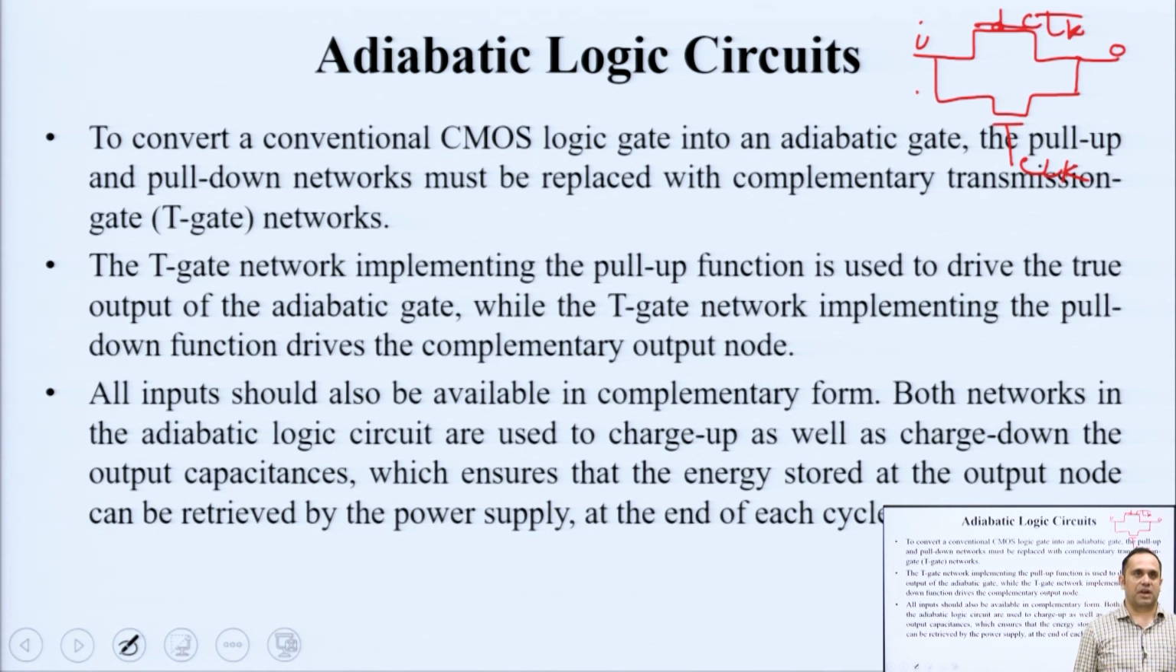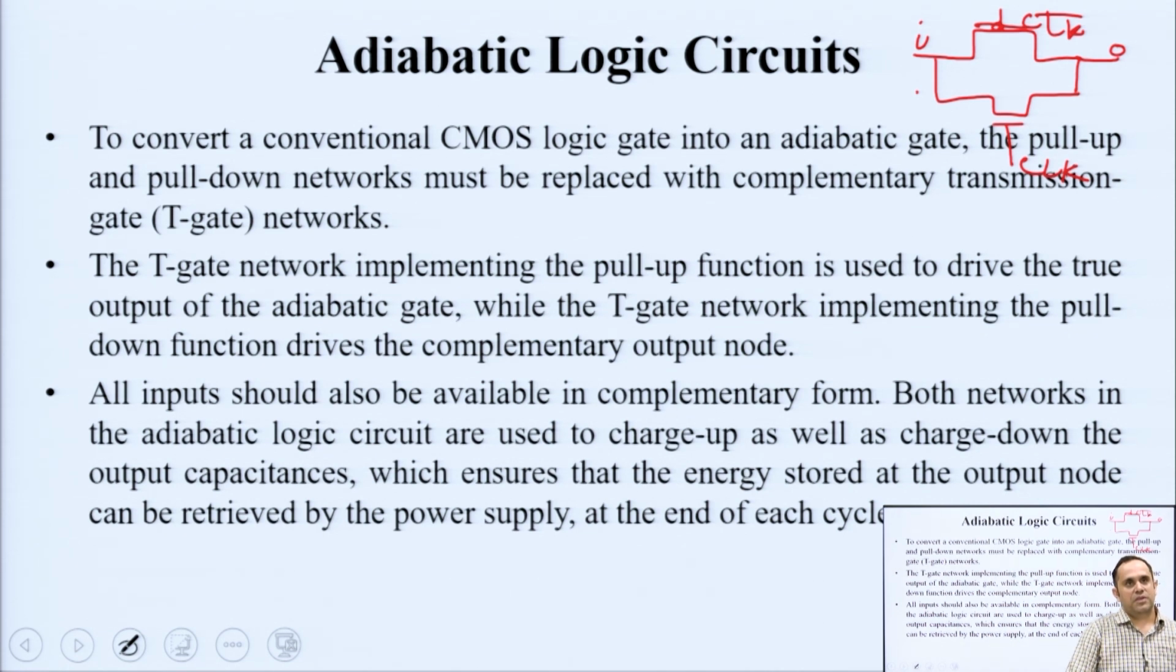So, basically NMOS passes some logic signal with great strength, PMOS passes some logic signal with great strength. So, both are used. This is a transmission gate, right, and you use complementary transmission gate networks instead of your normal pull up and pull down networks. If you replace your conventional pull up and pull down network with a transmission gate network, you are moving towards an adiabatic logic circuit.